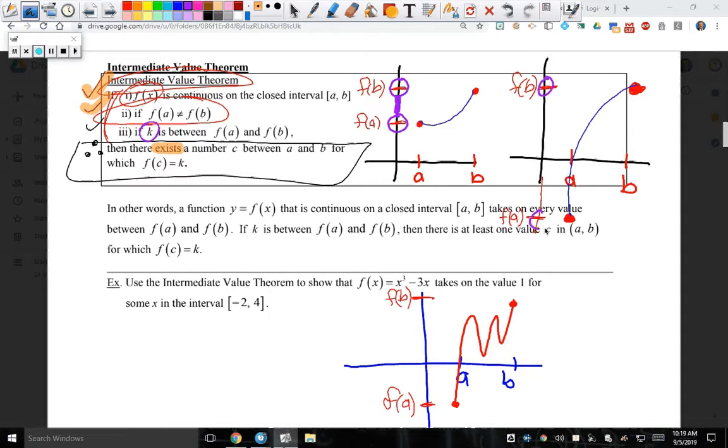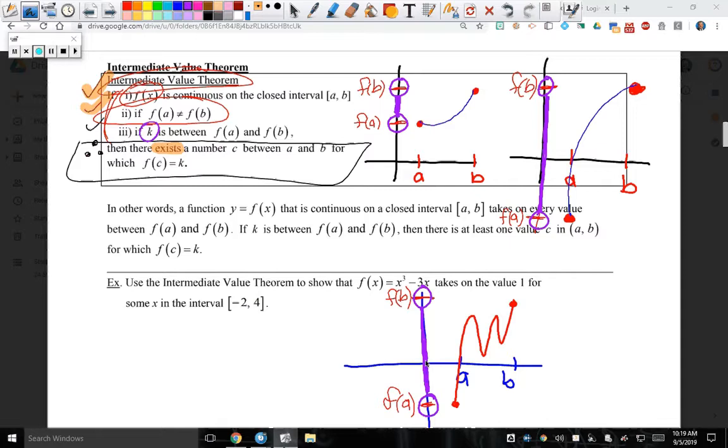Not here, but somewhere in between. So if you need to write it down that K is a y value, please do so, because the variables are what trip people up. Okay? So if K is in between f of A and f of B, then there must exist a number C between A and B.